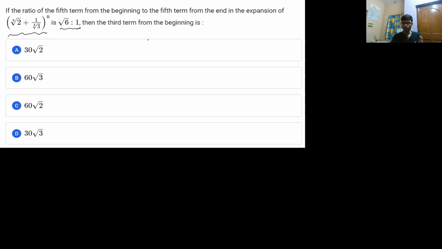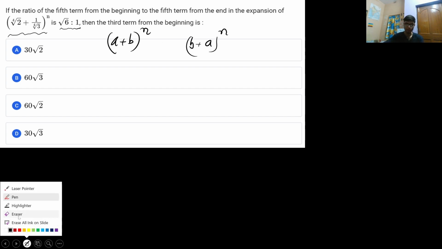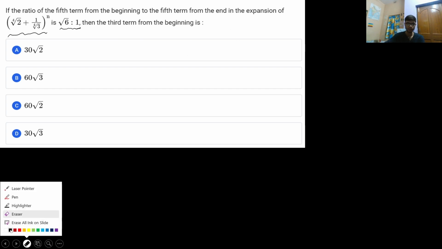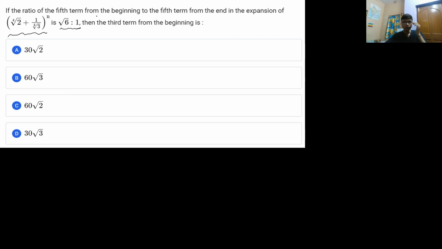I've already taught you that whenever you consider terms from the end as well as terms from the beginning, for the terms from the end you need to interchange the binomial terms. If you are asked for the first term from the end of the binomial expansion a plus b raised to the power n, it is similar to the first term from the beginning of b plus a whole raised to the power n. This concept was already known to all of you if you have followed my lectures. So for the fifth term from the beginning, let me write the binomial expansion.